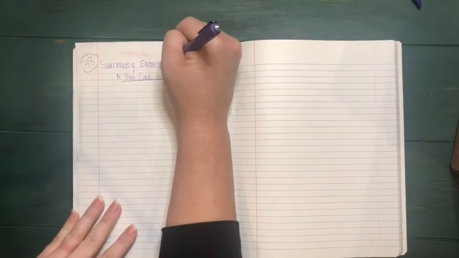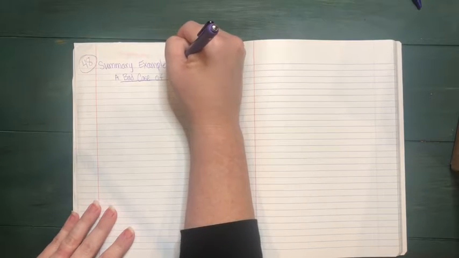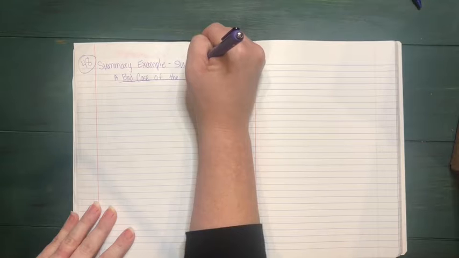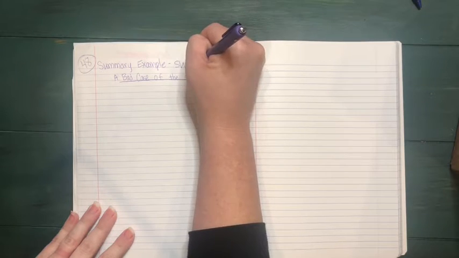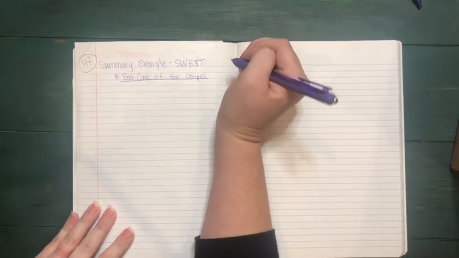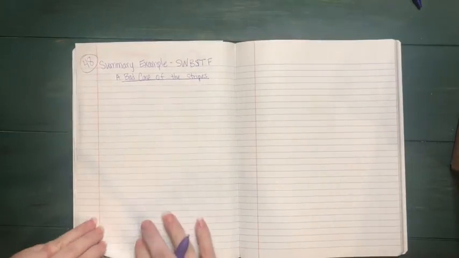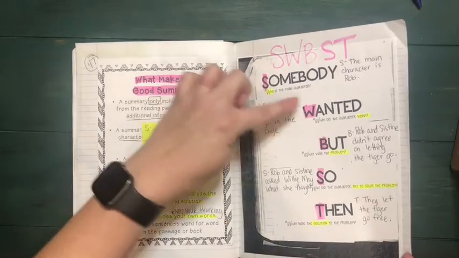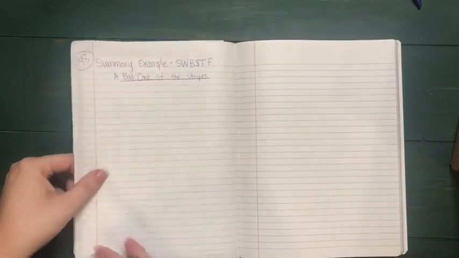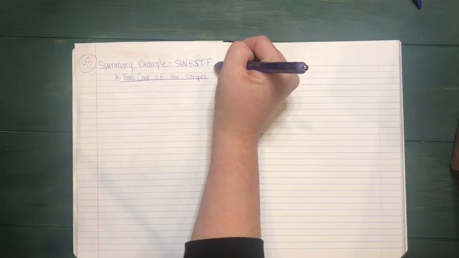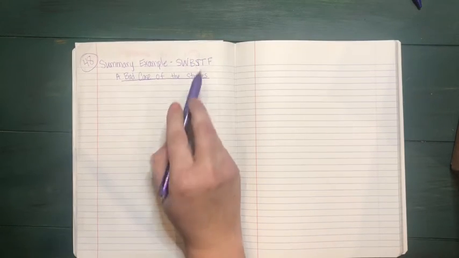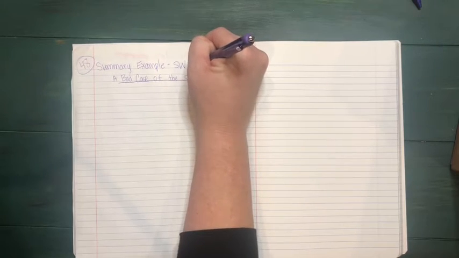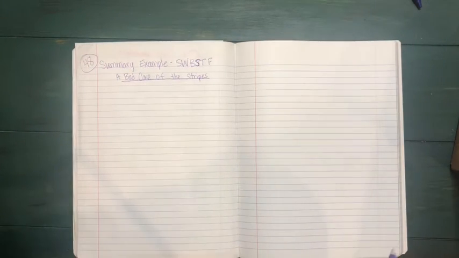So remember, when we talk about a summary, we're talking about the somebody, wanted, but, so, then, and then finally. The finally is something we're going to add at the end. The somebody, wanted, but, so, then, and then finally is going to be added this time to show if we had multiple attempts at a solution. So that's an S. Mrs. Ling just started writing the T first.